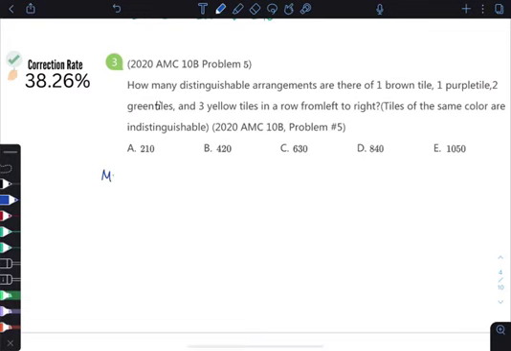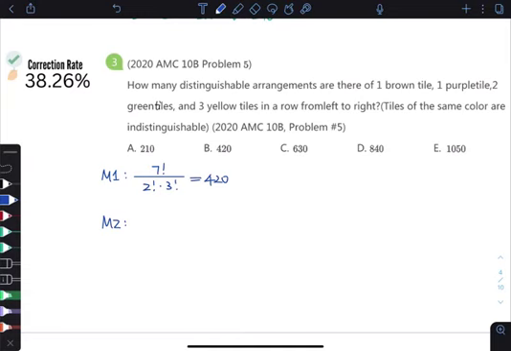The first way is to first consider all the tires as distinguishable, and then divide by the ones we overcounted. So first consider you have 7 different tires. The number of ways to arrange them is 7 factorial. We overcounted the 2 same green tires and 3 yellow tires, so we divide by 2 factorial and 3 factorial, so the answer is 420.